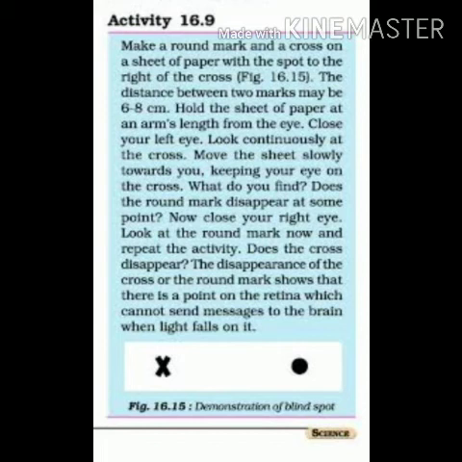At a certain distance you will find the dot disappears because its image has fallen on the blind spot of your right eye. It means at first you are able to see both the spots, the cross and the dot. But as you bring it closer, at a certain distance you will find that the dot has disappeared, as you are focusing on the cross sign. And why is it so? It is still in front of you. It happens as the image is formed in the blind spot area. Okay, and this activity you can repeat by closing your other eye also.